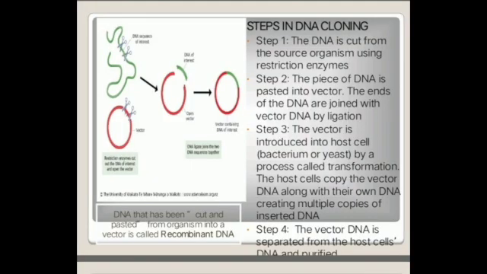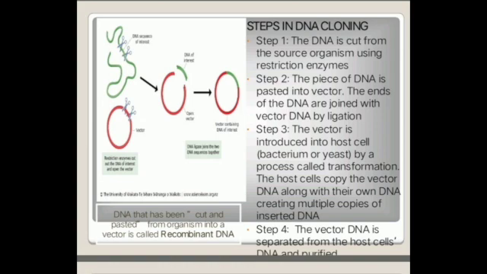Steps in DNA cloning. The DNA is cut from the source organism using restriction enzymes. Restriction enzymes, also called restriction endonucleases, are proteins produced by bacteria that cleave DNA at specific sites along the molecule. The piece of DNA is pasted into a vector. The ends of the DNA are joined with vector DNA by ligation. Ligation means to physically join a DNA vector to a gene of interest.